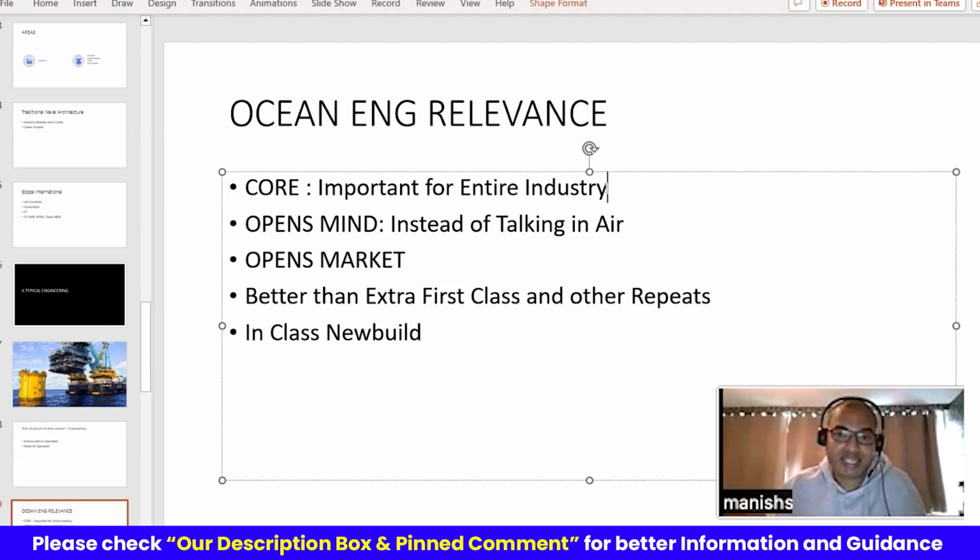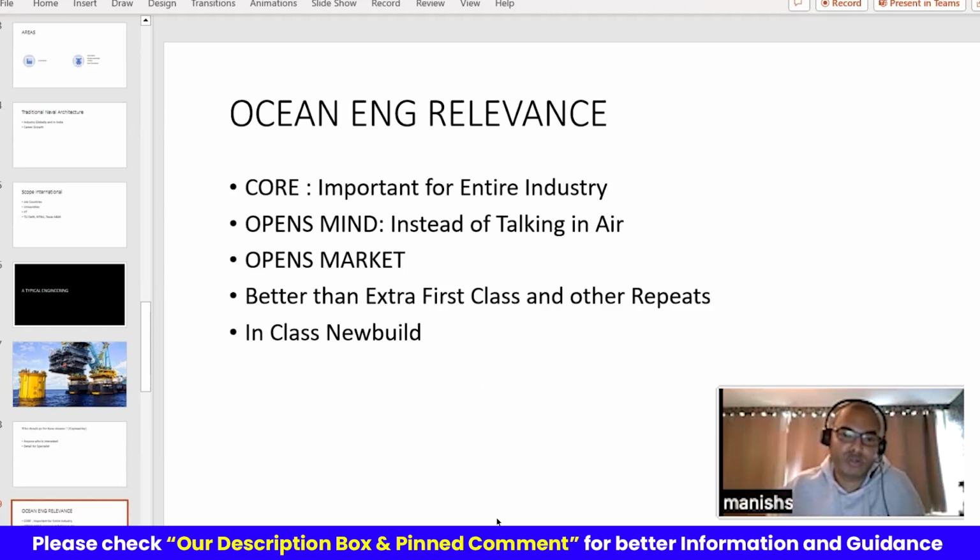Whatever you do, whether it is renewable energy, offshore wind, oil and gas, offshore solar, or pipe lay, all these industries are going to need ocean engineering. So that is like the foundation core. Then it opens your mind.